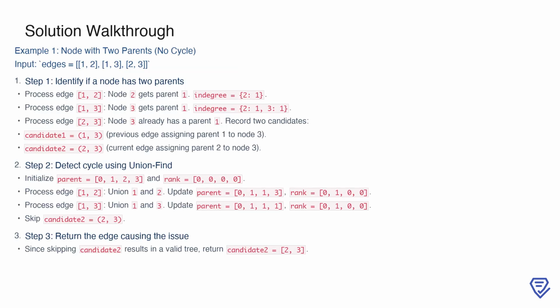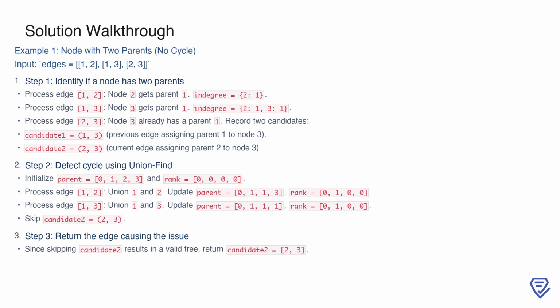To solve this problem, we start by analyzing the given input, which is a set of edges [1,2], [1,3], [2,3]. The first step is to identify if any node has two parents. We process each edge one by one. When we process edge [1,2], node 2 gets its parent as 1, so we update the inDegree to {2:1}. Next, for edge [1,3], node 3 gets its parent as 1, so now the inDegree becomes {2:1, 3:1}. Finally, when we process edge [2,3], we see that node 3 already has a parent, which is 1. This means node 3 now has two parents.